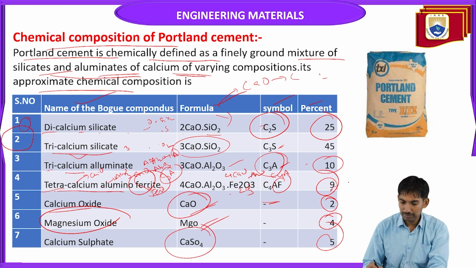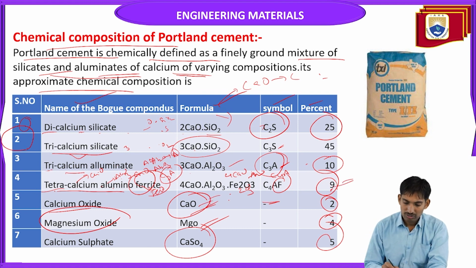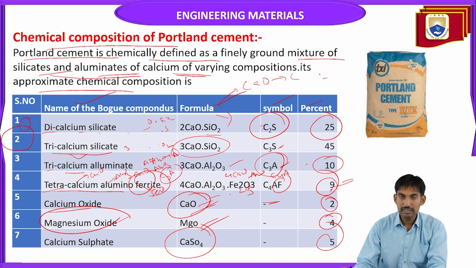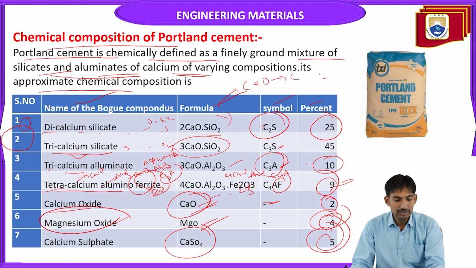It contains 9%. The next one is calcium oxide. The formula is CaO. It contains 2%. The next one is magnesium oxide. It contains 4%. Next one is calcium sulfate. It contains 5%. These are the compositions present in the Portland cement.